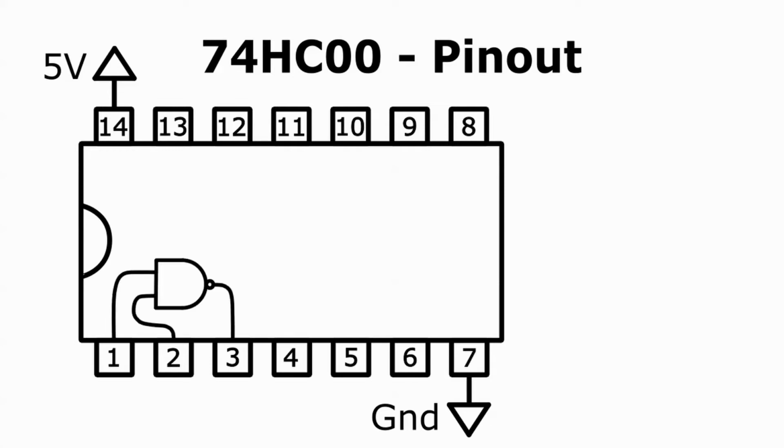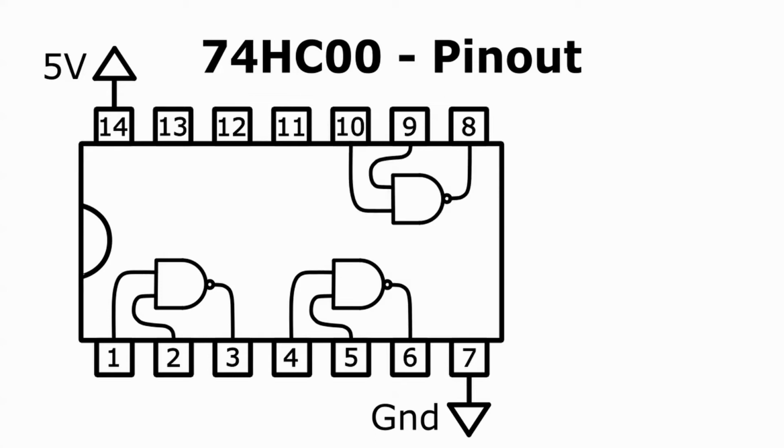Pins 1, 2, and 3 constitute a NAND gate. Pins 4, 5, and 6 are another NAND gate. On the other side of the chip there's a third gate using pins 10, 9, and 8, and a fourth gate using pins 13, 12, and 11. That's right, the chip contains 4 NAND gates. They are entirely separate. Each carries out its own logic function without any reference to the other 3 gates on the chip.